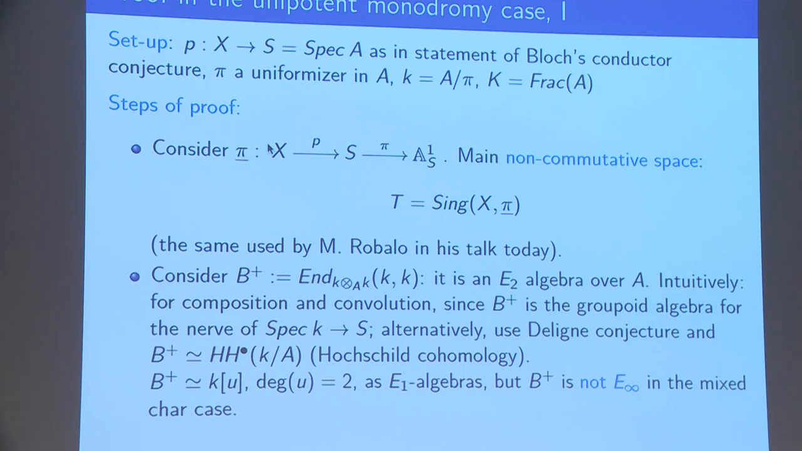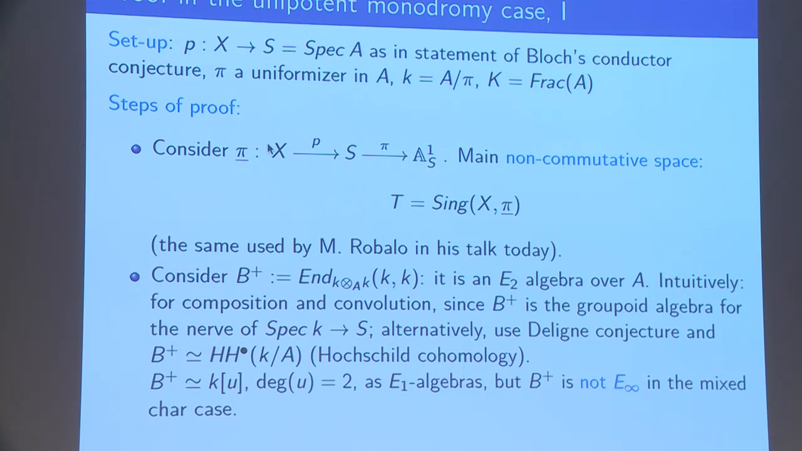What do you mean? When you are over a field, in the geometric case, this is true for E infinity. There is no problem. But in the mixed characteristic case, this is completely false. They are equivalent as E1 algebras, but B plus is only E2. It's not E infinity, so it's not commutative in particular. And there is an invariant that detects this, it's easy.